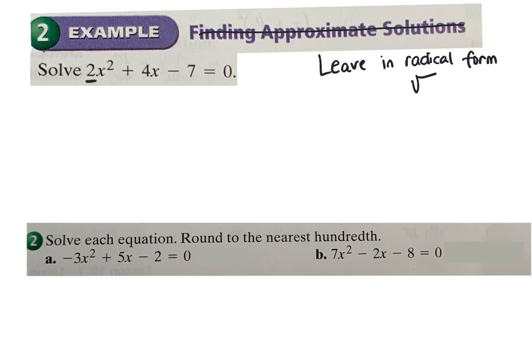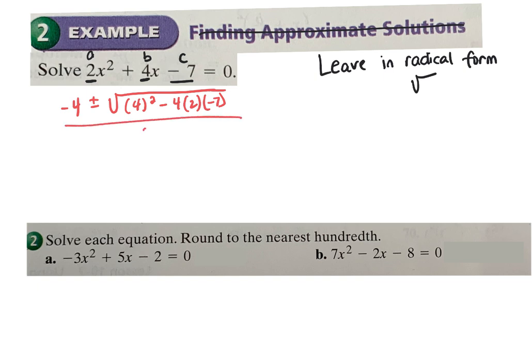All right? We're going to do the same thing. We're going to figure out our A. We're going to figure out our B. And we're going to figure out our C. This is already equal to 0, so we're ready to plug it in. Negative B plus or minus the square root of B squared minus 4 times A times C all over 2 times A. All right? And then we're just going to simplify.